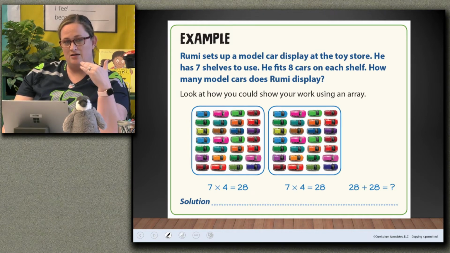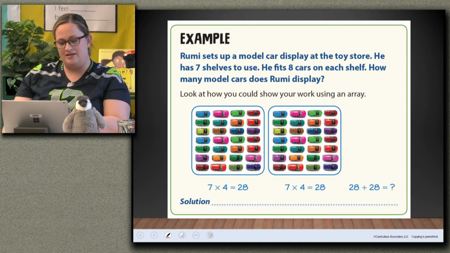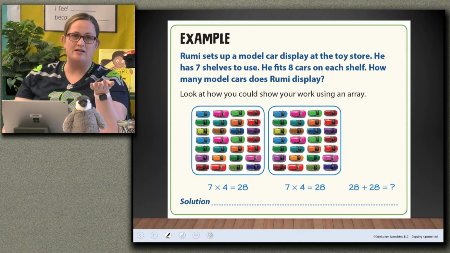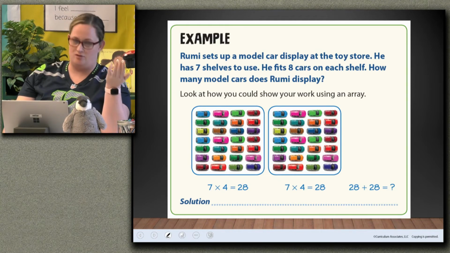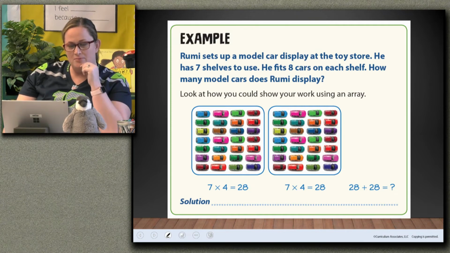What are you going to do to solve that? Yeah, look what they did. 7 times 4, right? What's 7 times 4? 28. If you didn't know, you could do 7 times 2 is 14 and double it, and that's 28. So what's 28 plus 28?